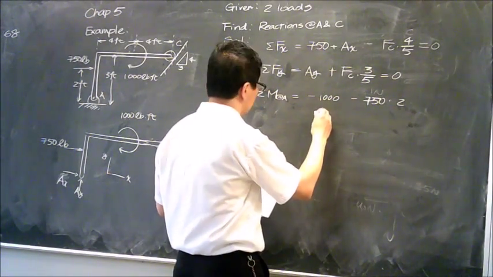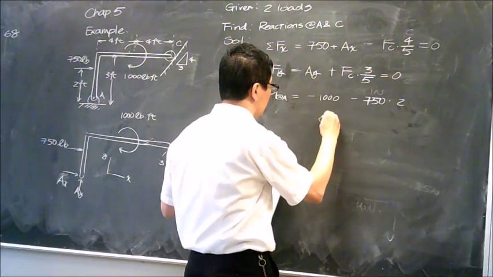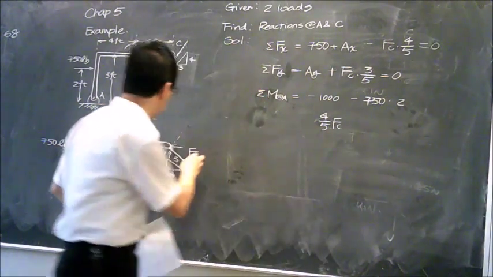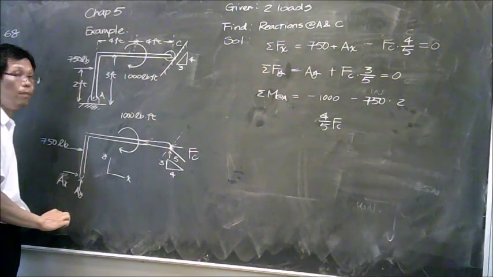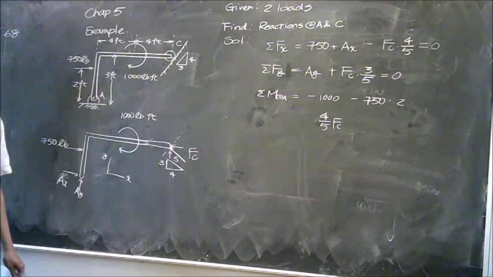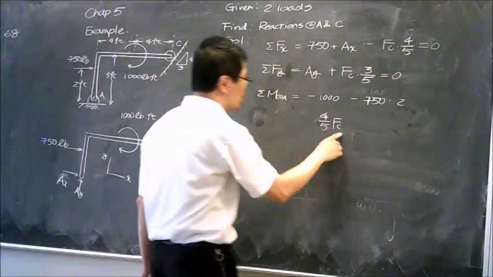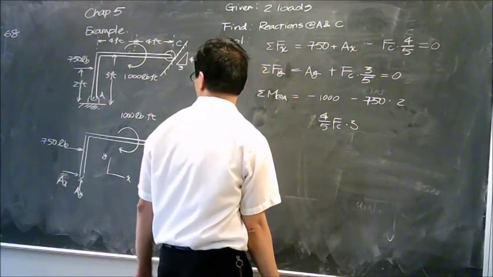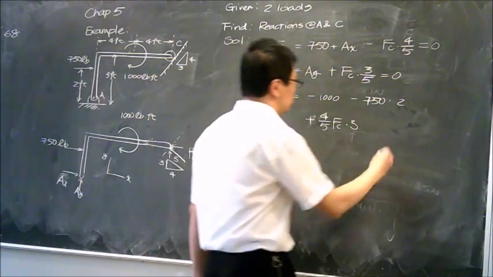So if we have the horizontal force, it's going to be 0.8, let's do that, 4 over 5 FC. That's my horizontal force. If it's a horizontal force, what is the moment arm? Is that going to be 8 feet or 3 feet? 3. This is a horizontal force, so it's going to be 3. Is that going to be positive or negative? Positive.